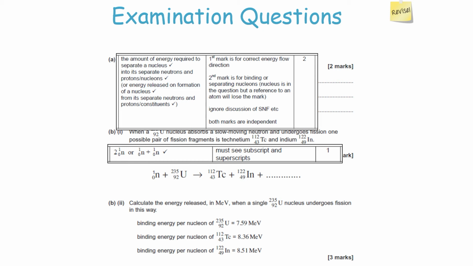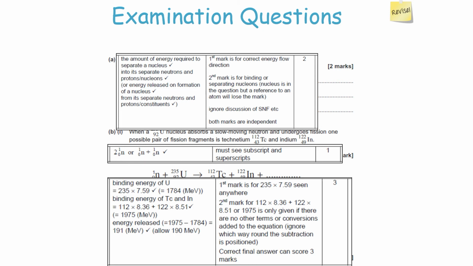Now again, calculate the energy released in MeV when a single uranium nucleus undergoes fission in this way. So what you've got to do is, you know the binding energy of uranium, because you multiply the binding energy per nucleon by the number of nucleons, and it's given in the question above how many nucleons you've got, 235. So it's 235 times 7.59, which is 1784. We know the binding energy of technetium by doing 112, the number of nucleons, times its binding energy per nucleon, 8.36. And we do the same for indium, 122 times 8.51. Then you subtract one from the other, so it's going to be 1975, which is the total of technetium and indium, minus 1784, so it's 191 MeV.